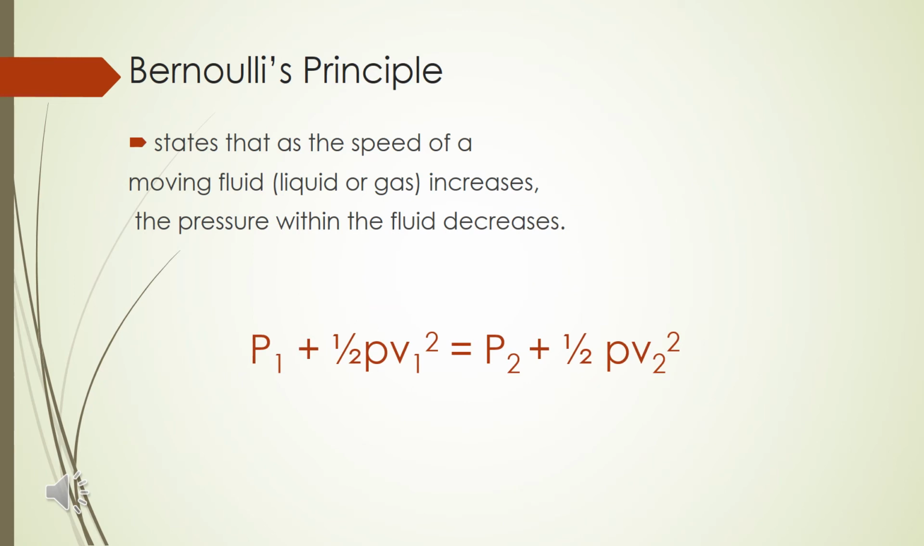So, just a little recap of what Bernoulli's principle is. As the speed of the moving fluid increases, the pressure of the fluid decreases, and that's represented by this formula below. The total pressure plus the kinetic energy of the fluid on one side is equal to the total pressure plus the kinetic energy on the other side. Those two things should be equal to each other, so the differences in pressure and velocity balance each other out.